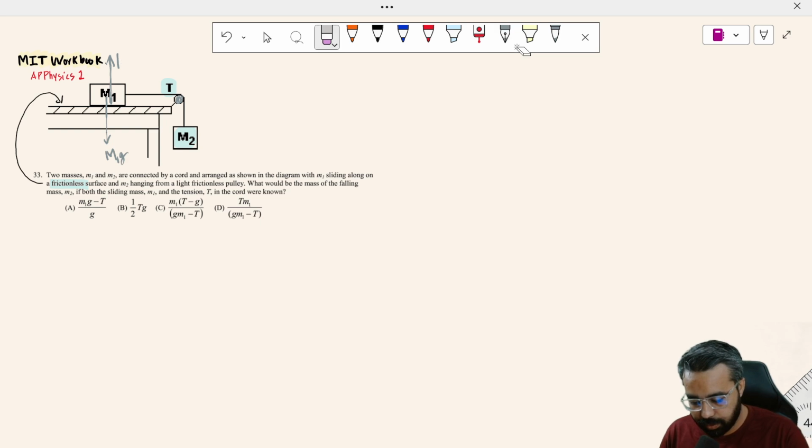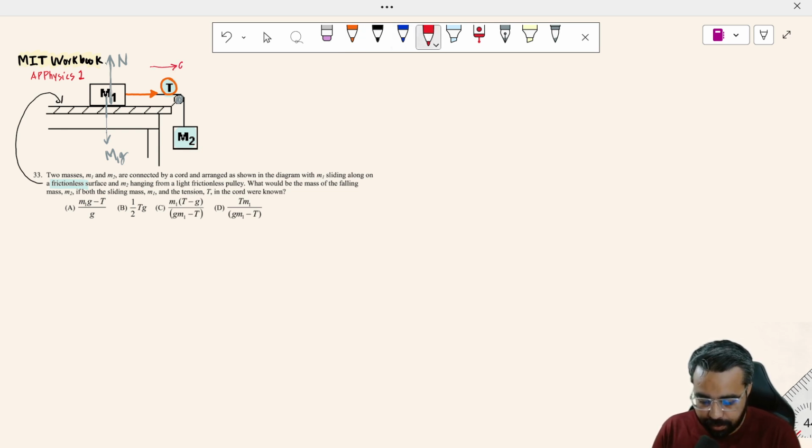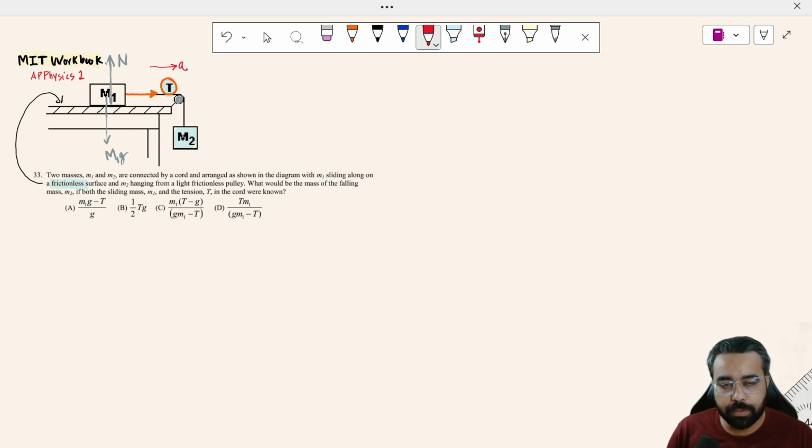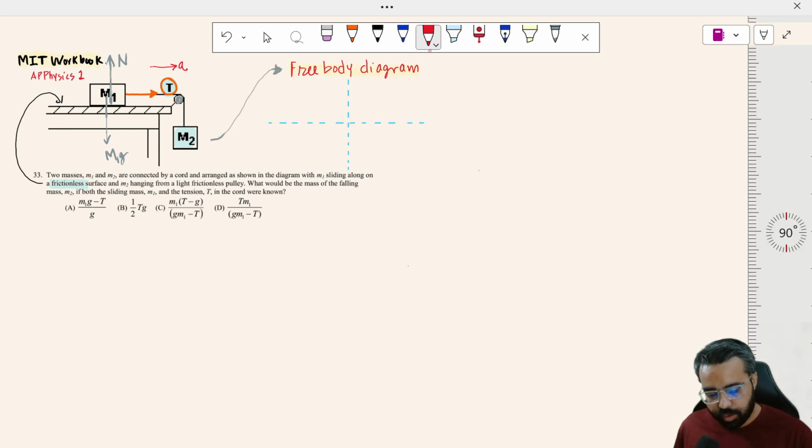If these two forces are balanced, then the only force that is accelerating it is obviously this tension force. Its magnitude is T, its direction is rightward, and it is also producing acceleration in this direction. But what about m2? m2 is accelerating downward. Students, this is an unknown mass that we have to calculate, but we also know that it is accelerating downward.